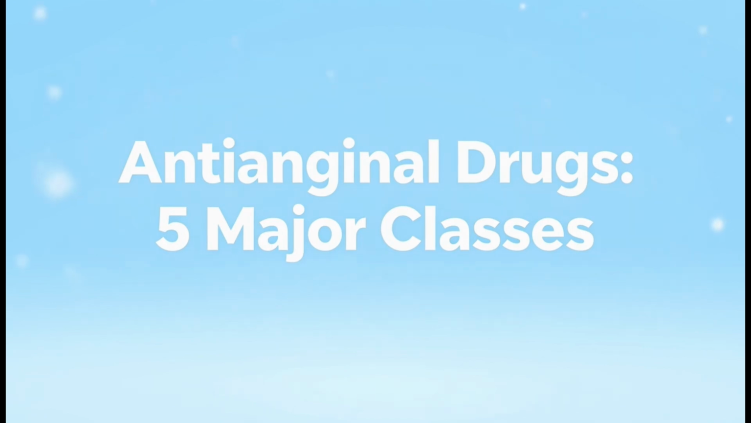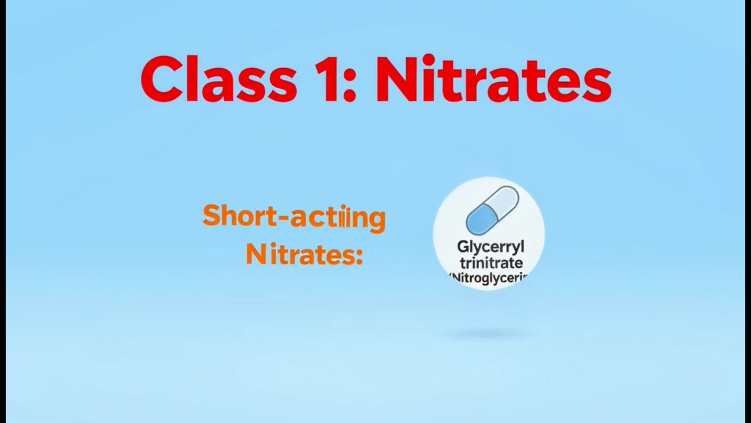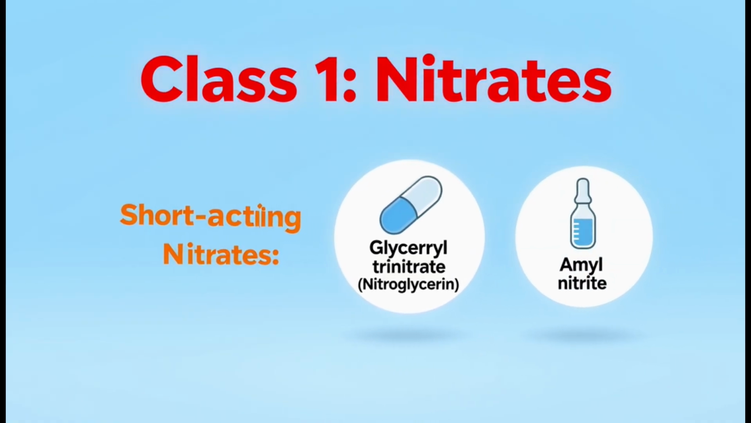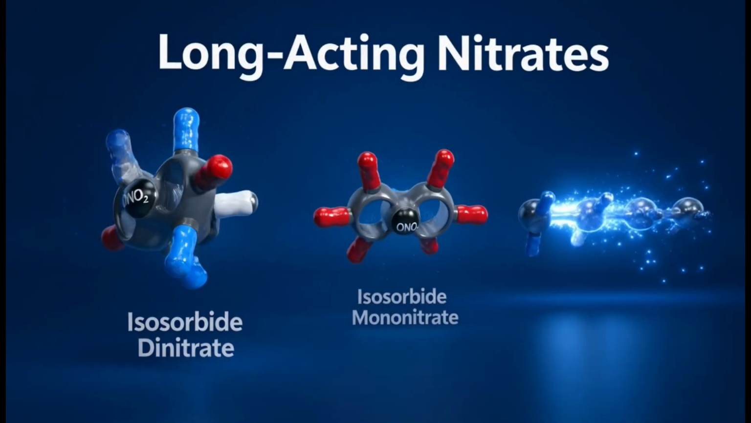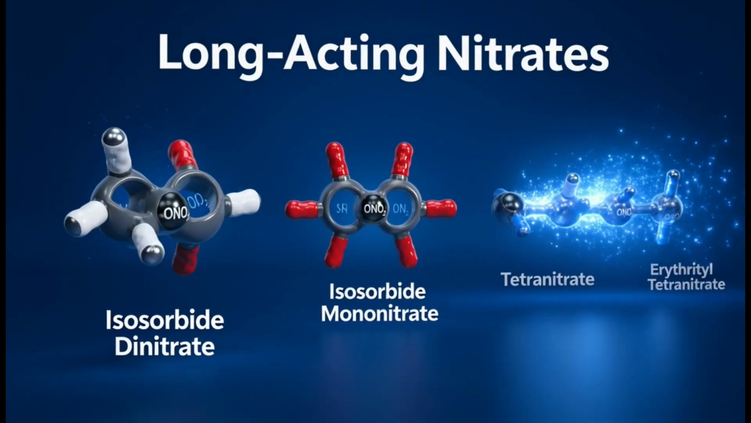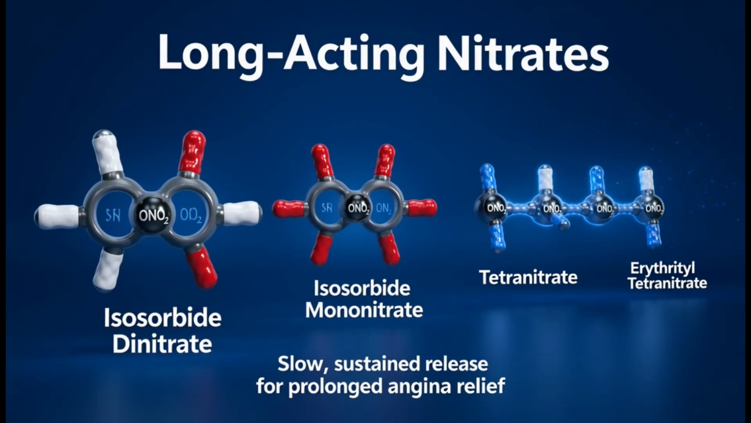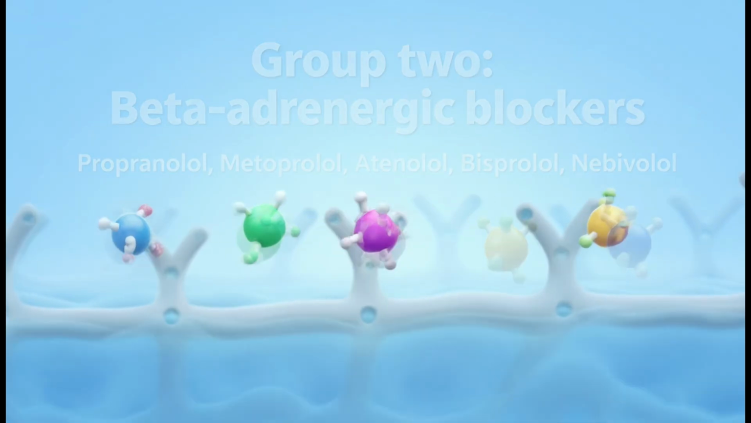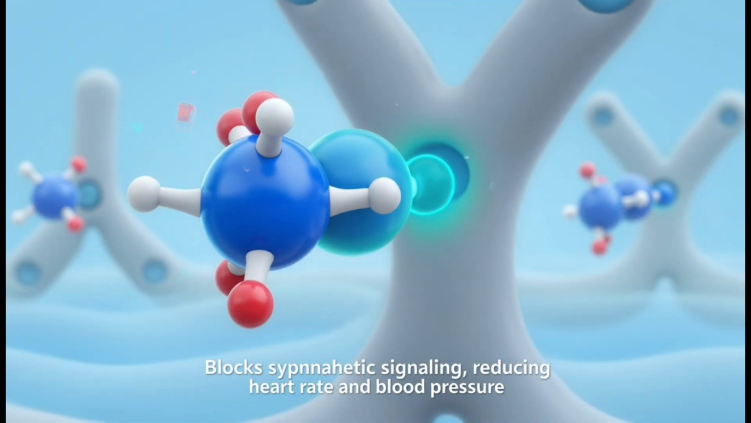Antianginal drugs are classified into 5 major classes. Class 1, nitrates. Short-acting ones include glyceryl trinitrate, also called nitroglycerin, and amyl nitrite. Long-acting ones include isosorbide dinitrate, isosorbide mononitrate, and erythritol tetranitrate. Class 2, beta-adrenergic blockers, including propranolol, metoprolol, atenolol, bisoprolol, and nebivolol.